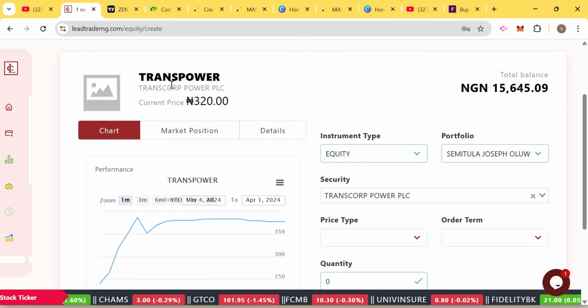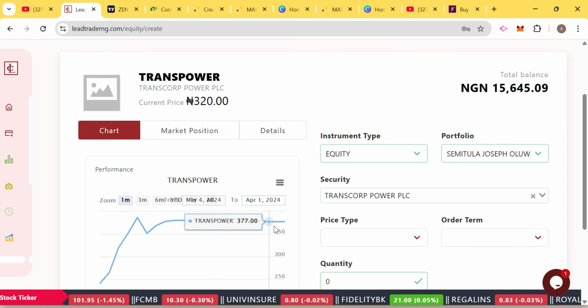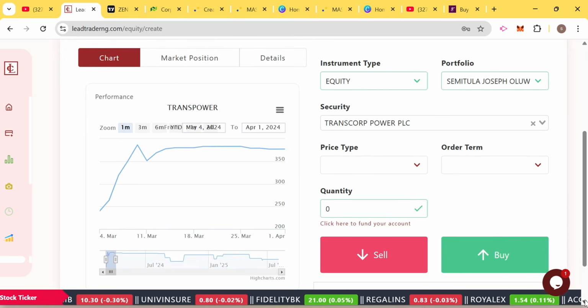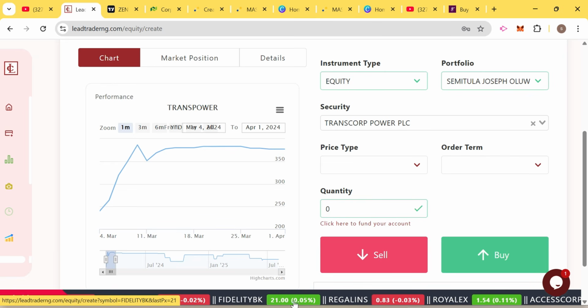So you see, we have Transpower. It is Transpower we're planning to buy, and the current price of Transpower is 320. That is the current price of one share of Transpower. So you can see the chart. Like I told you, if you ignore the chart, you may not get full or accurate details based on TradingView. Maybe hopefully in the future, these will be integrated with TradingView. So currently what we use is iChart.com.